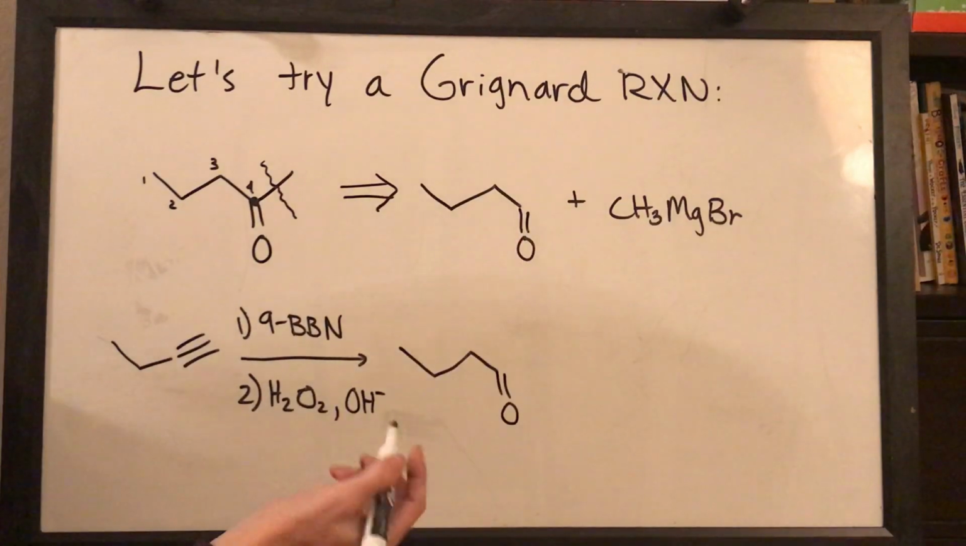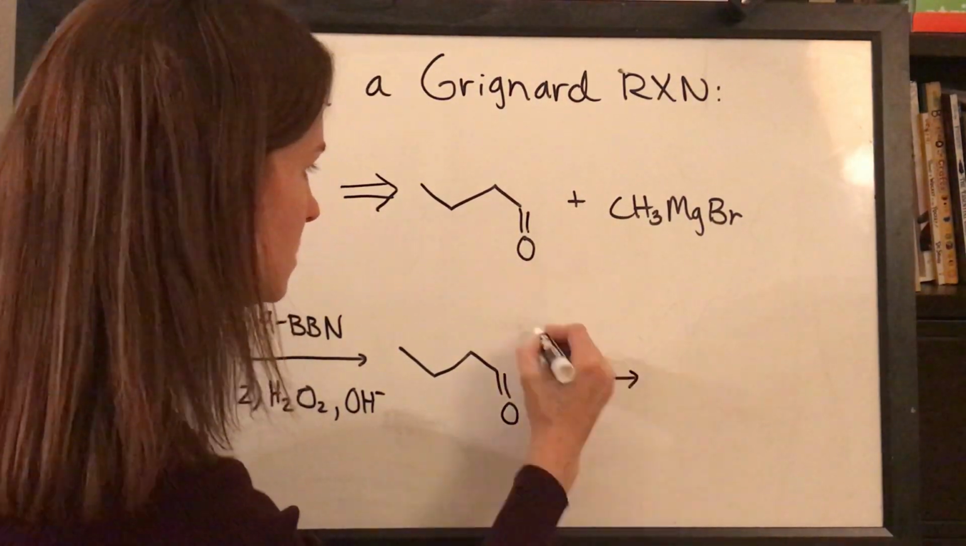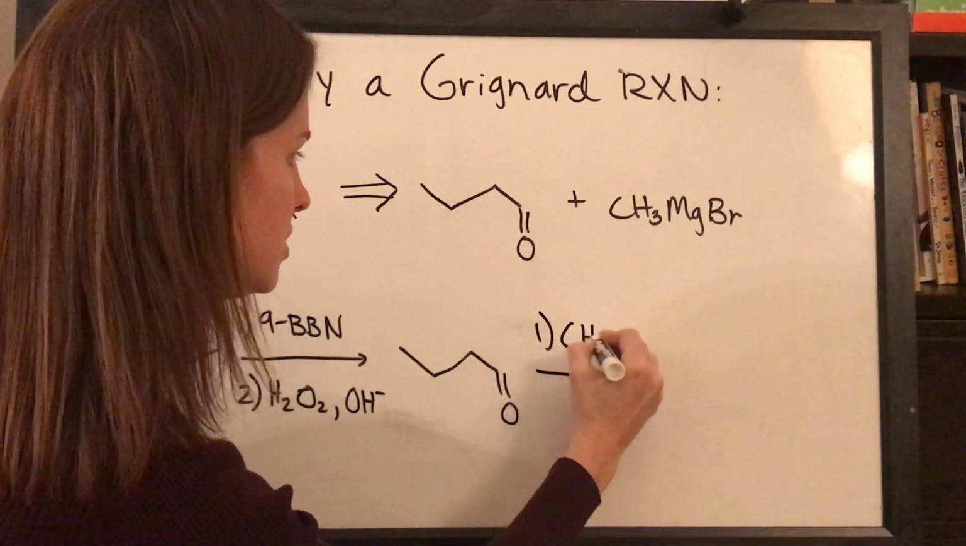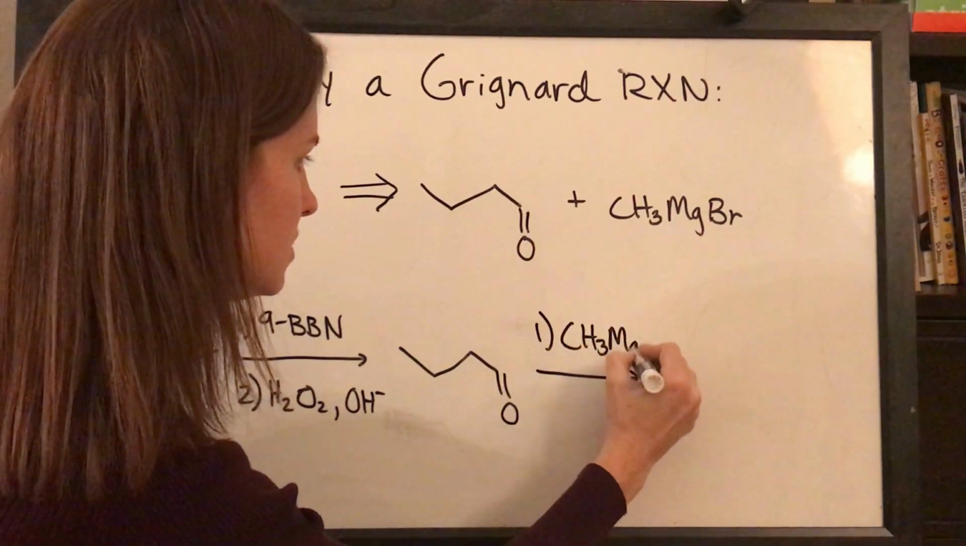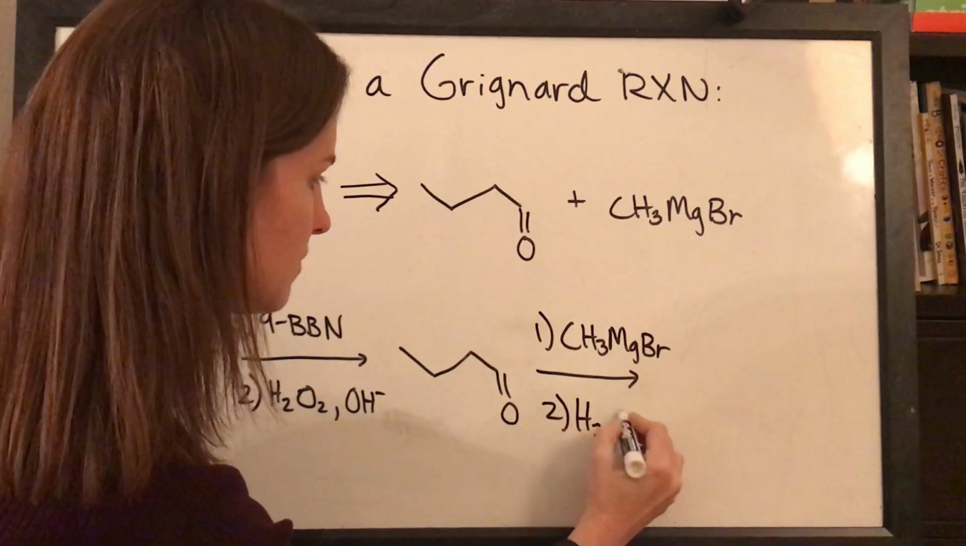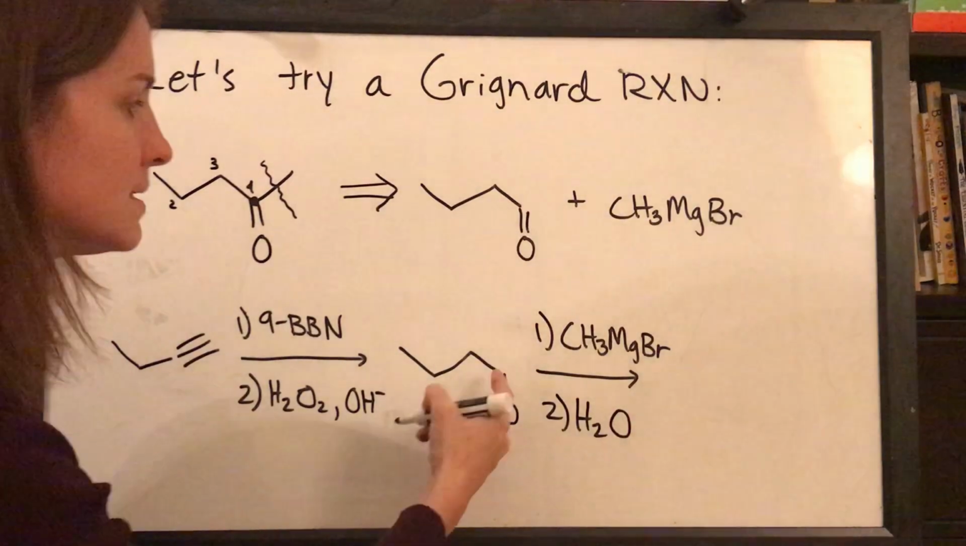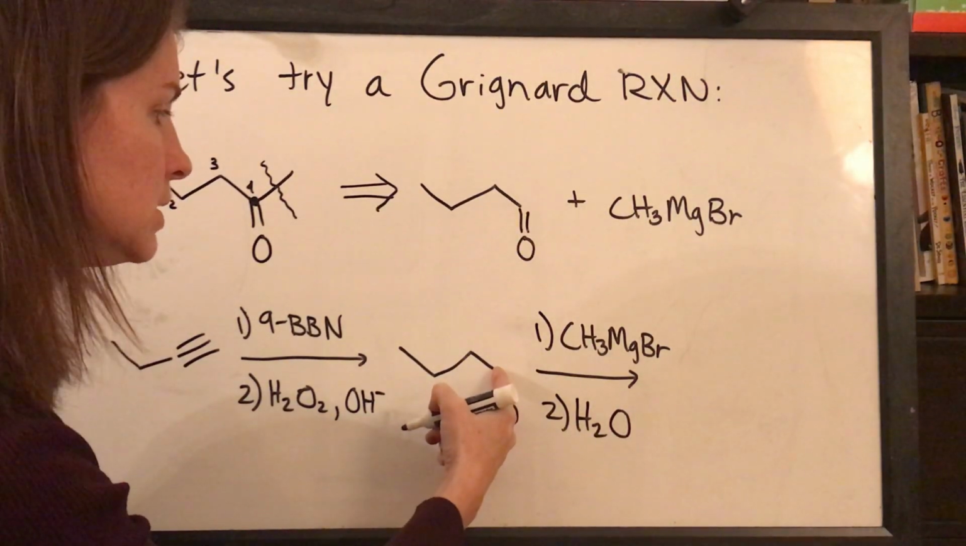Next, I'm going to add my Grignard reagent. This is a carbonyl, so it's ready to do a Grignard reaction. So remember with Grignards, we always add the Grignard reagent first, but then we have to work up the reaction with water to protonate everything and quench that Grignard. And when the Grignard adds, it's going to add a methyl group to this carbon.